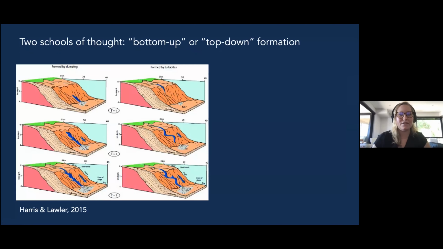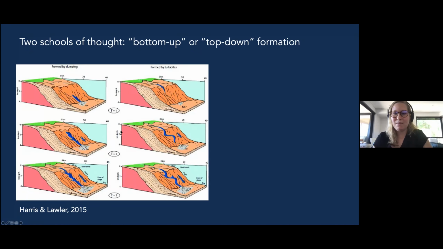Basically there are two schools of thought about how submarine canyons in general are formed. The first hypothesis states that submarine canyons are constructed through a bottom-up mechanism, where you have initial failing of the slope towards the bottom, and this creates geomechanical instability within this developing canyon. Then the failures continue retrogressively up the slope until the canyon head finally breaches the shelf edge here.